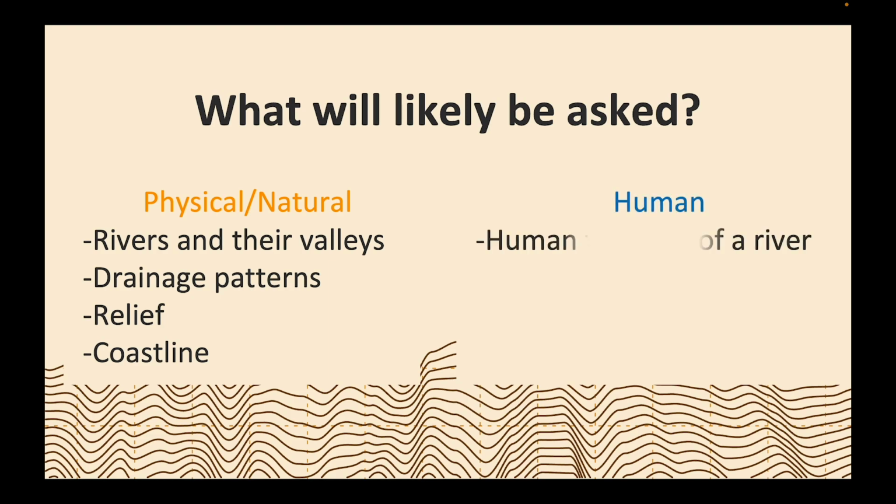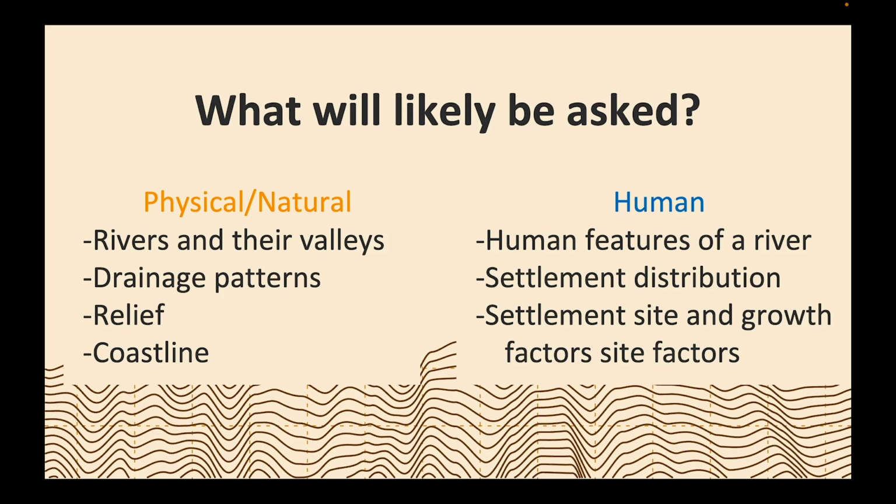As for human, you may be asked to describe the human features of a river, being able to describe the settlement distribution. Again, you can use the same tips for housing and vegetation types in terms of distribution. And last but not least, being able to describe the site of a settlement and explaining, however, the growth factors we will also look at.